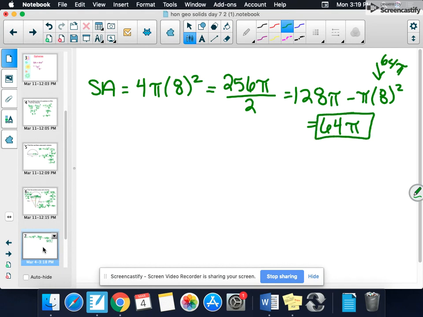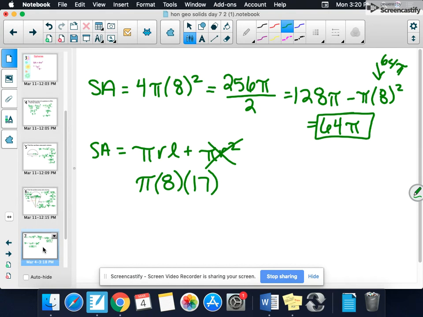Now for my cone, the surface area is pi r l plus pi r squared. Again, I don't need to do the pi r squared because that part of the circle is not on the outside of the shape. So all I need to do is pi times my radius, which is 8, and then I'm using 17. Remember, l is the slant height. So then the outside of that cone becomes 136 pi. So then for my total, I'm just going to add those. So 136 plus 64 pi, that becomes 200 pi inches squared for the surface area.